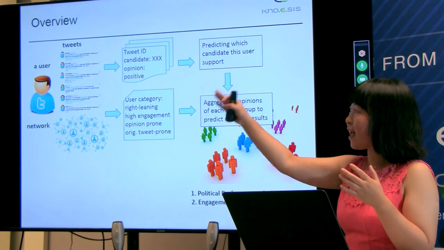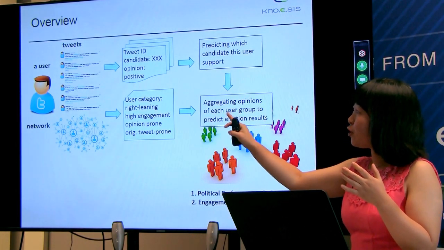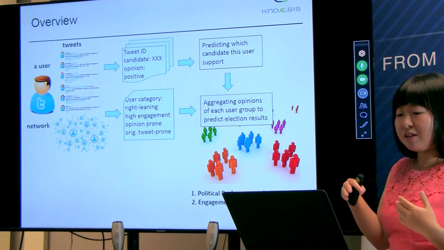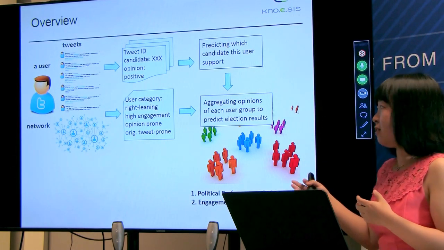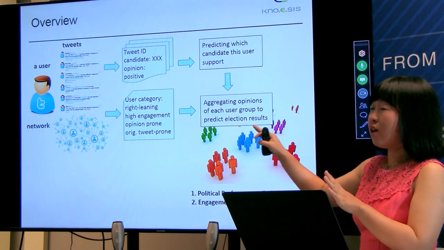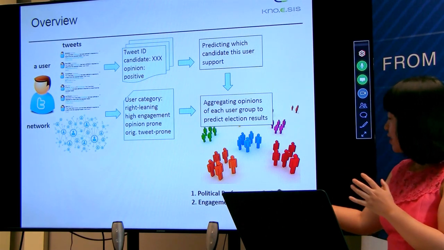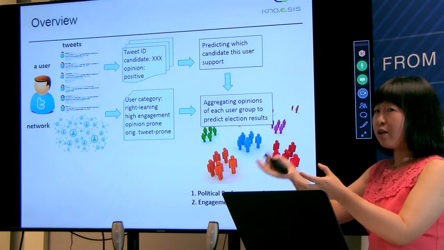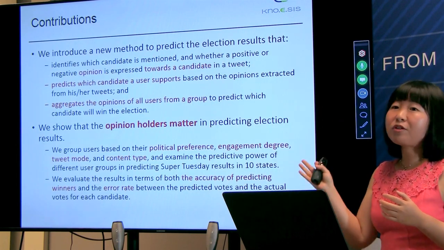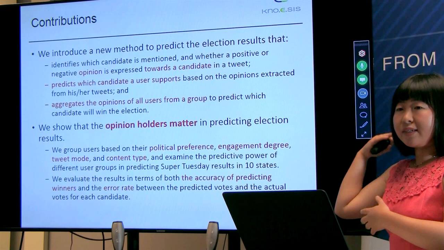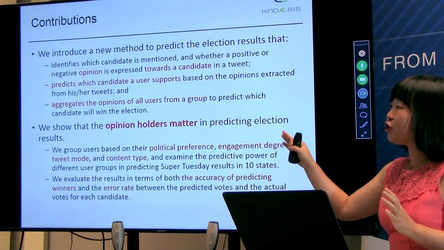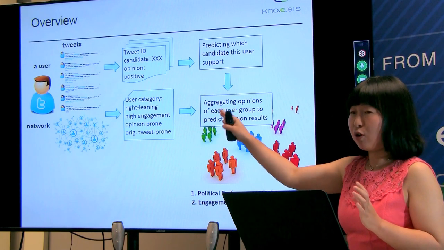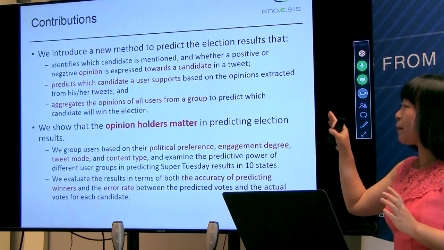Also, based on the network and the user's description and tweets, we can identify the user's category, like whether the user is right-leaning or left-leaning, whether he's high engagement or low engagement, or whether he posts more opinion or more information, etc. After we categorize the users, we group them based on political preference, content type, engagement degree, and tweet mode. Then for each group, we aggregate the opinions of the users in that group to predict the election results. The contribution of this work is that we introduce a method to predict election results, as I just explained. And, more importantly, we show that opinion holders matter in predicting election results, because we categorized opinion holders.